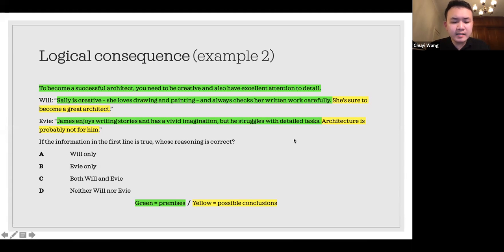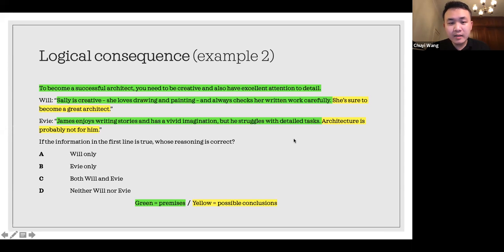Okay, let's look at and assess these different premises and conclusions. To become a successful architect, you need to be creative and have excellent attention to detail. Now, what about what Will says? Will says, Sally is creative, she loves drawing and painting, and always checks her written work carefully. She's sure to become a great architect.